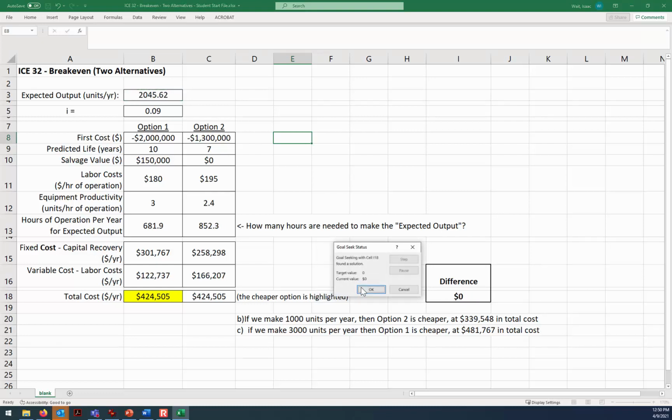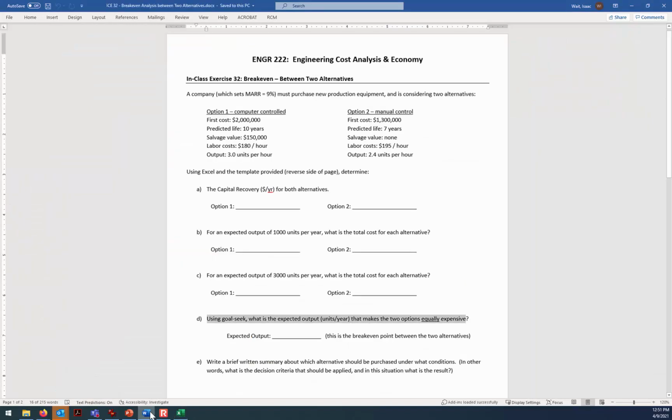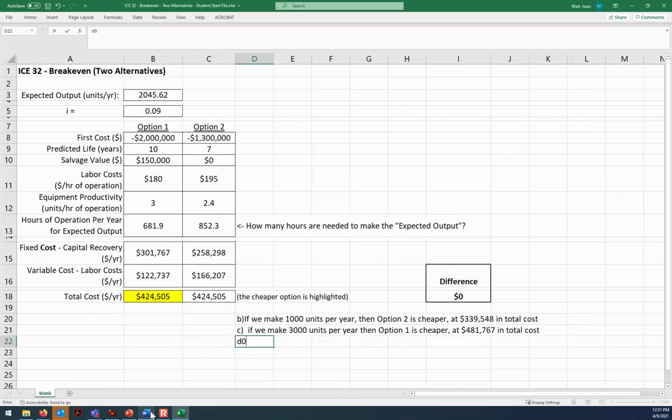All right, so it is 2,045.62 units. Now you can't have a fraction of a unit, so we'd round up and we'd say 2046. And so question D was asking what's the break-even point between alternatives. So the break-even point between alternatives is 2046 units per year.